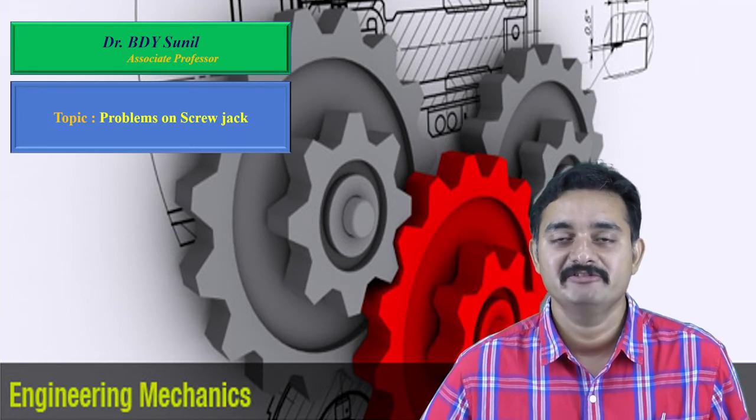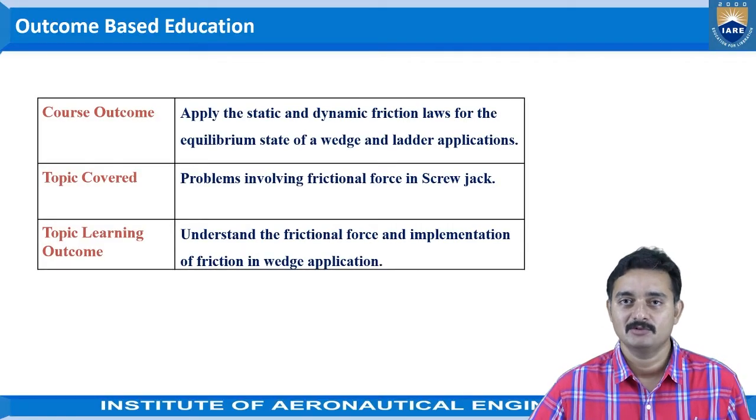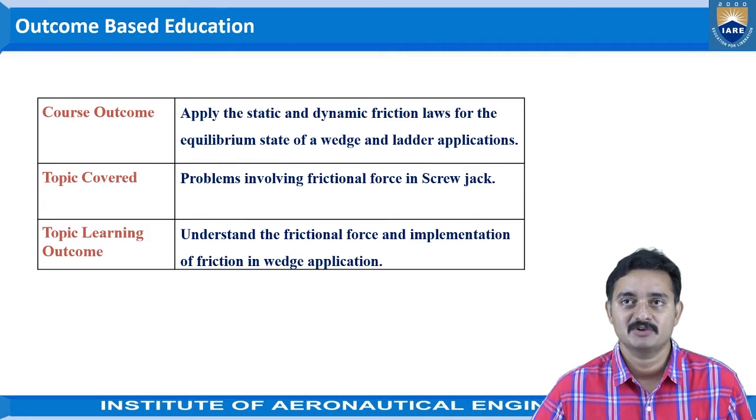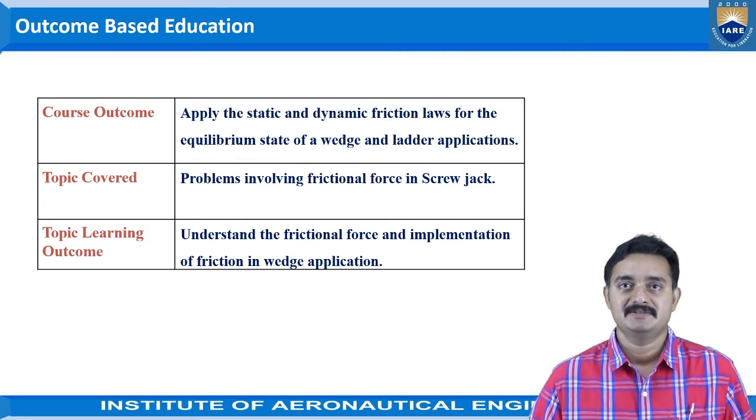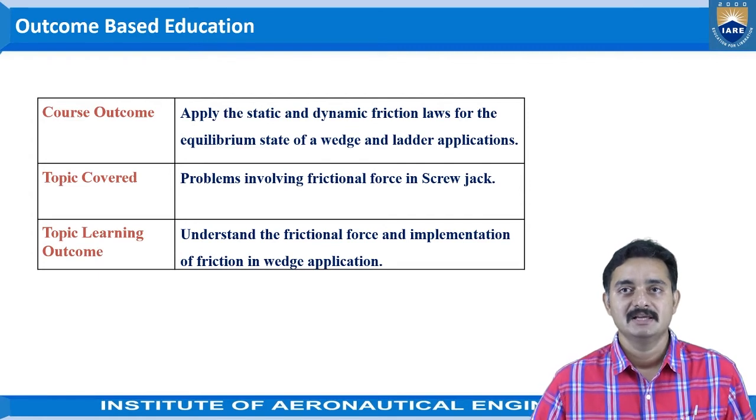In today's session, we will be learning about problems on screw jack. Today's course outcome is to apply the static and dynamic friction laws for the equilibrium state of a wedge and ladder applications. The topic covered would be problems involving frictional force in screw jack. And the topic learning outcome is to understand the frictional force and implementation of friction in wedge application.